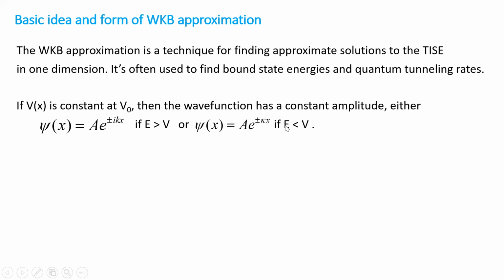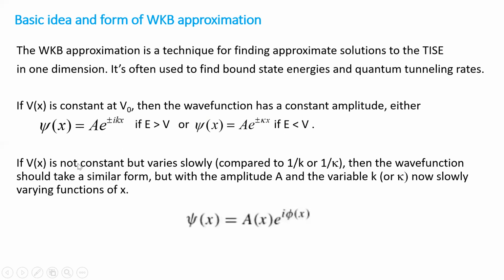If E is less than V naught, then you get a decaying exponential, and psi is equal to A e to the plus or minus kappa x, where again, kappa is related to E and V naught. But the important thing is that if V of x is constant at V naught, these coefficients A and this k and this kappa have a single value, okay?